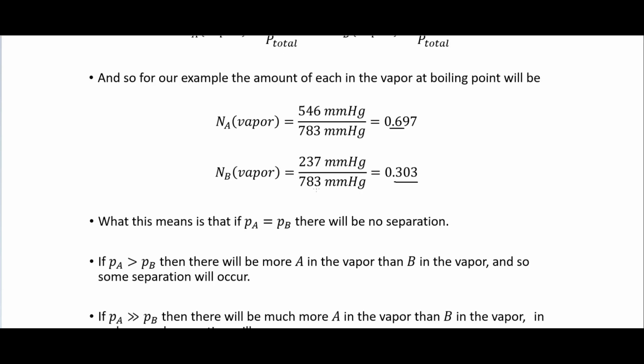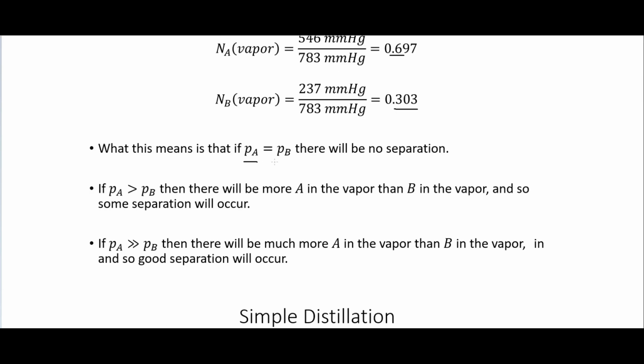So what this means is that if the vapor pressures of these two things are equal and we try to do a distillation, we will not be able to get any separation. If we have, say, A greater than B, then there will be more A in the vapor than B in the vapor, and so some separation will occur. And if the vapor pressure of A is much greater than B, then there will be much more A in the vapor than B in the vapor, and so a good separation will occur.